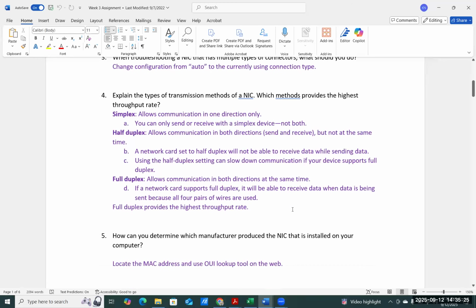Okay, next we're going to talk about how we can determine who manufactured your network adapter. When you buy a laptop or even a gaming system, the motherboard maybe, let's say that you bought an MSI motherboard or a Gigabyte motherboard.